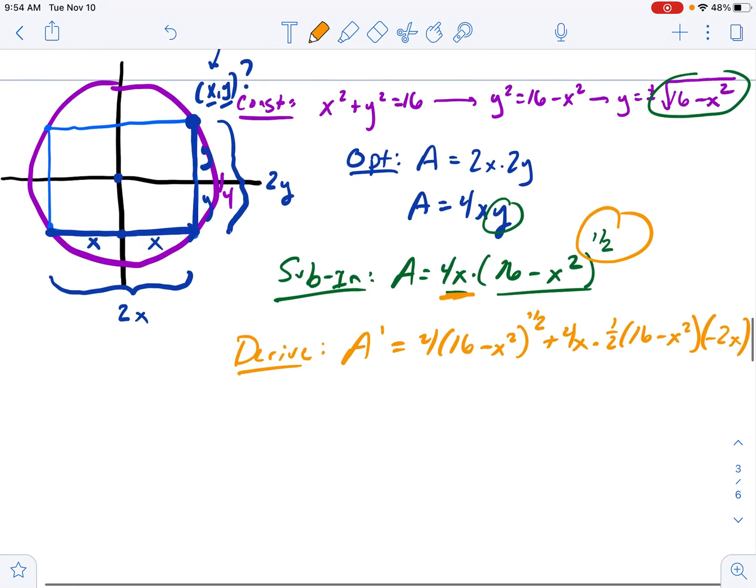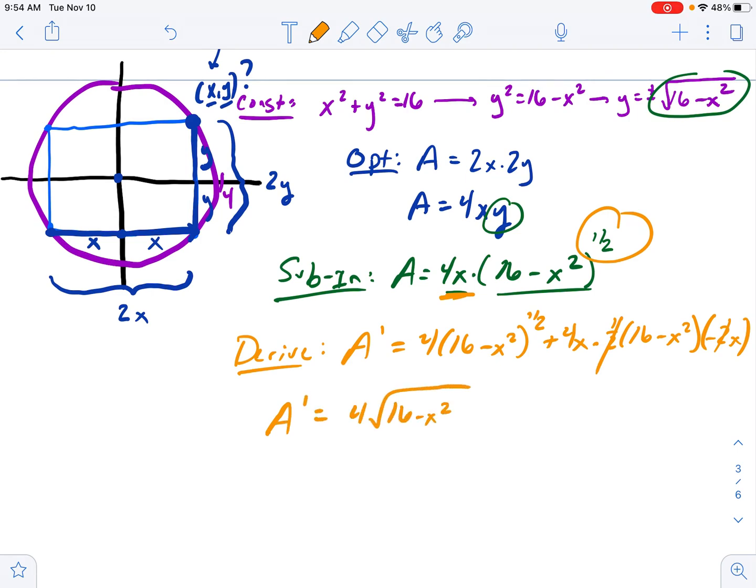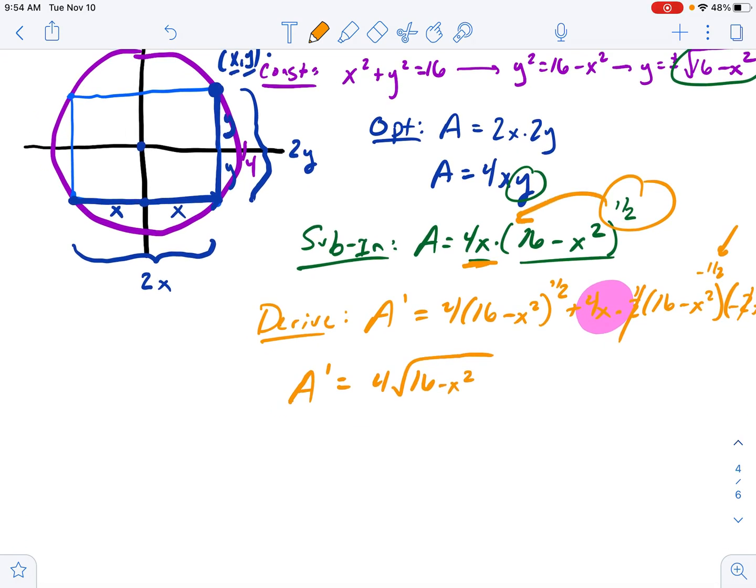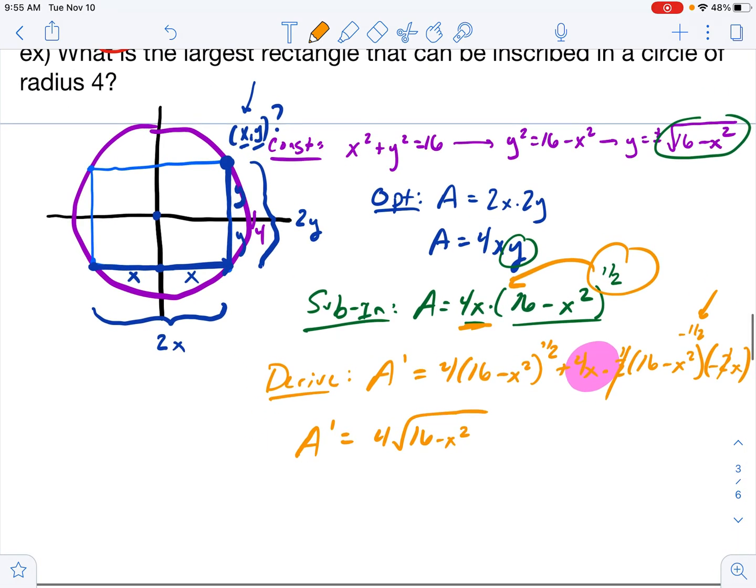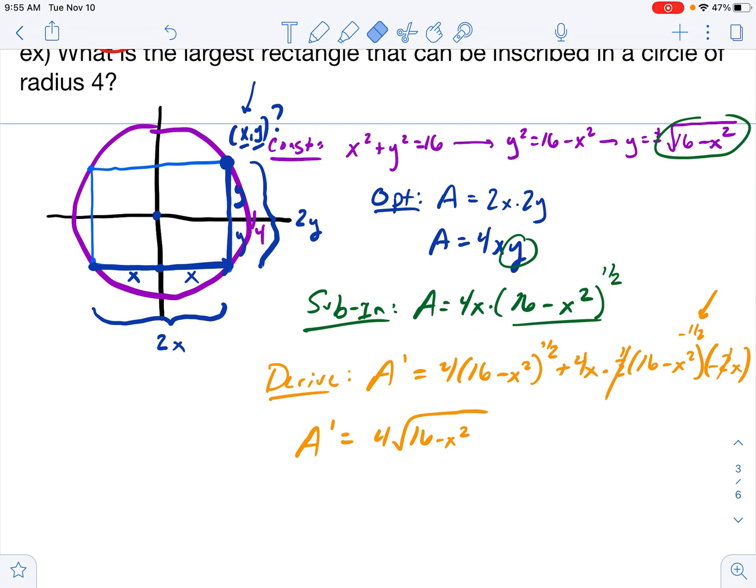If you want to clean it up a little bit, you can. I know the 2 and the 1/2 will cancel. A prime is 4 radical 16 minus x squared because of the 1/2 power. And then just be careful. 4x times negative x is negative 4x squared in the numerator. Oh, and I missed my power here. When I dropped the 1/2 down front, I have to remember to subtract 1. So we have that negative exponent, okay? So again, take a moment to go through the derivative if you need to, okay?